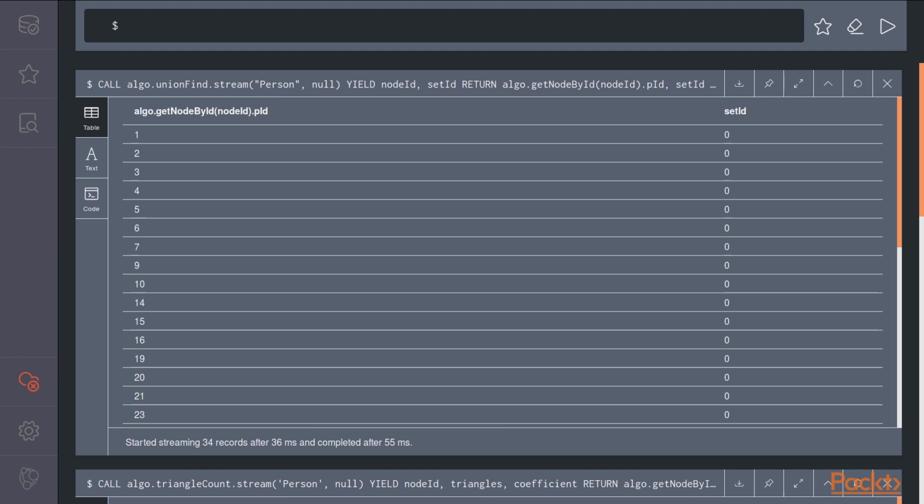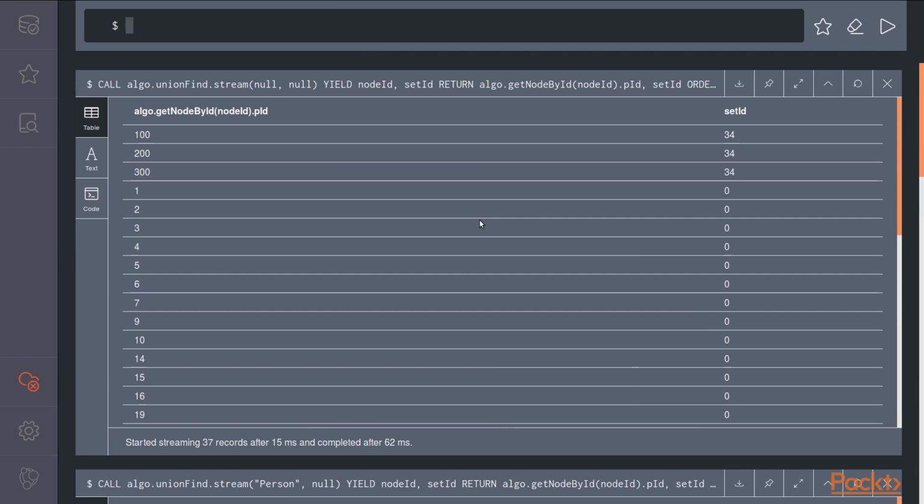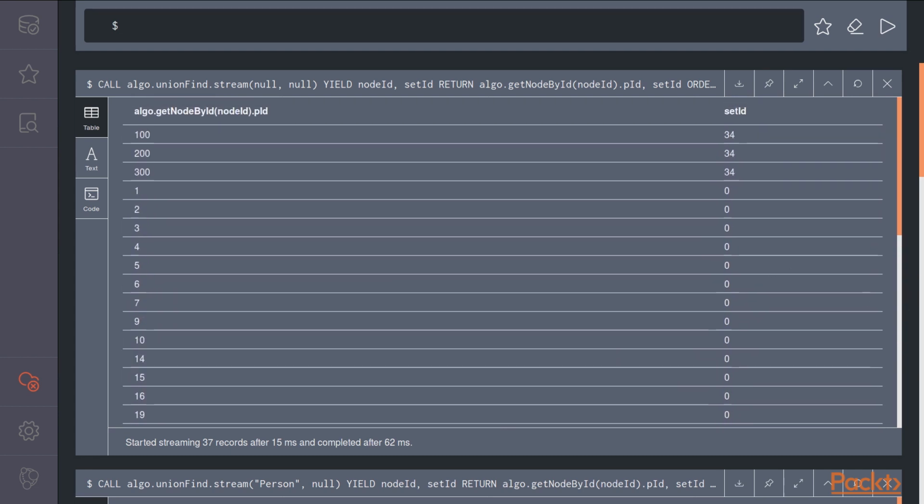Now, what happens if we run the algorithm on the whole graph, including the teachers? Teachers are nodes completely disconnected from the students, so there is no path from a teacher to a person. That's why now you can see that the teacher nodes have been gathered together into a different set. All the other nodes, the person ones, are still in the same cluster.